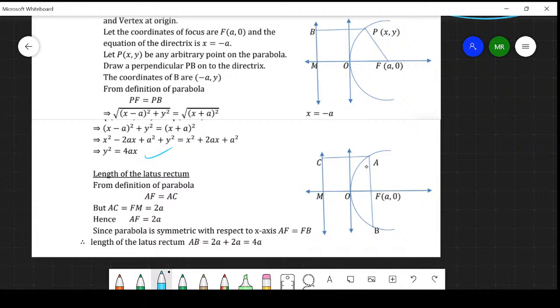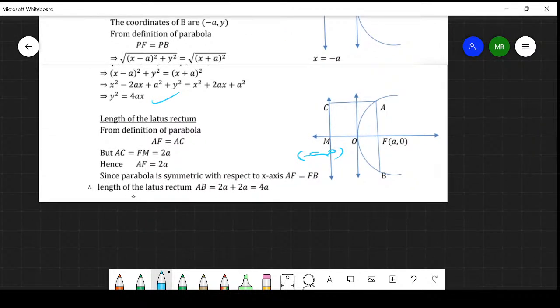But we know that AC is equal to FM, both are equal. Point M is minus a comma 0, and the total length is 2a. So AF is equal to 2a. Since the parabola is symmetric with respect to the axis, AF is equal to FB. Therefore the length of the latus rectum is 2a plus 2a, which is 4a.